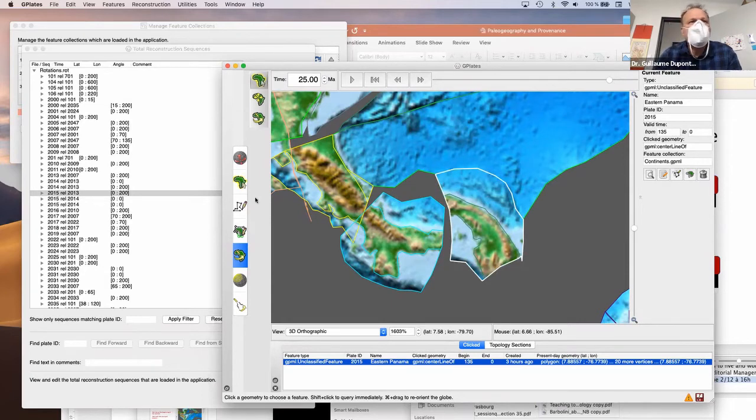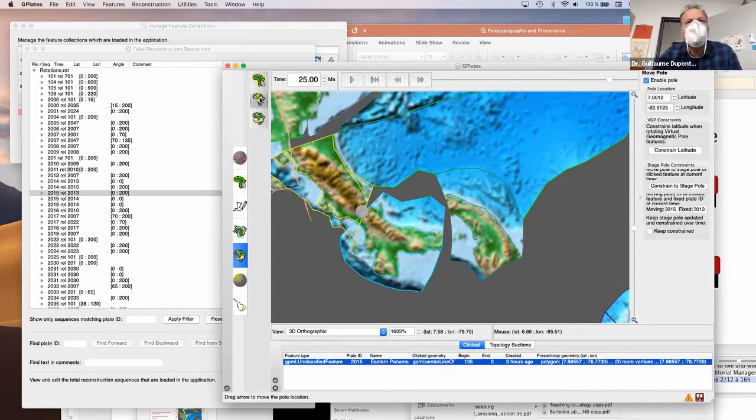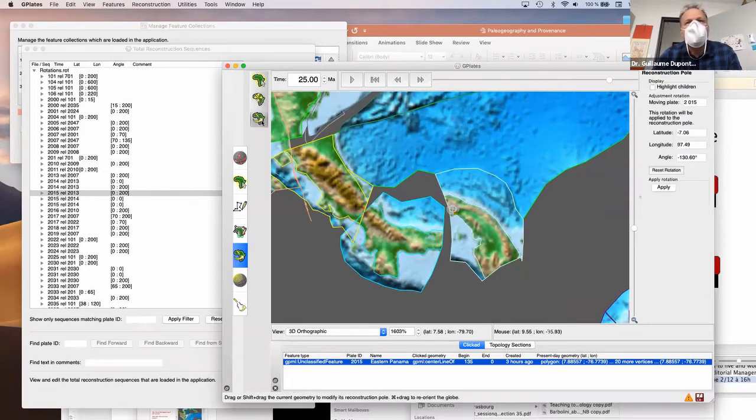Okay, so pole, where is my pole? Here. So now I'm going to put the pole here. It doesn't really matter actually. You will see why. And now I want to rotate 10 degrees. Oops, so what's going on? Maybe I have the wrong. Oh yeah, I'm moving plate 2015. Oh, that should be the case.